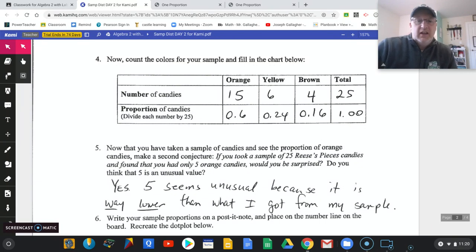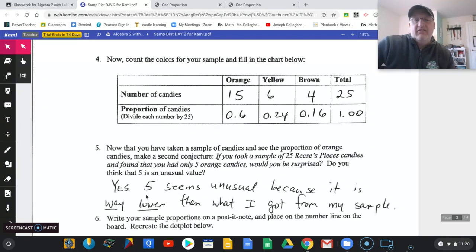Now that you've taken a sample of candies and you see the proportion of orange, make a second conjecture. Make a second guess. If you took a sample of 25 Reese's Pieces candies and found out that you only had 5 orange, would you be surprised? Well, based on my sample, because I got 15 the first time I did it, I'd be surprised if I only had 5 the next time.